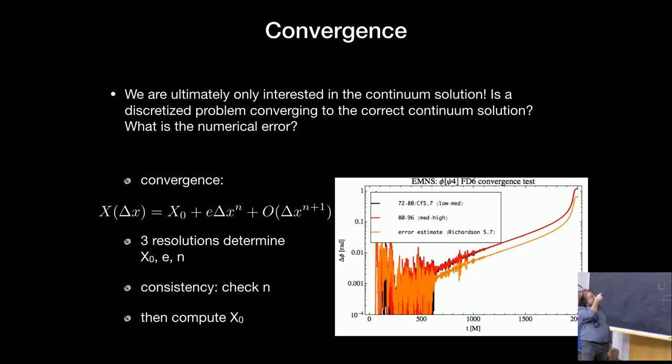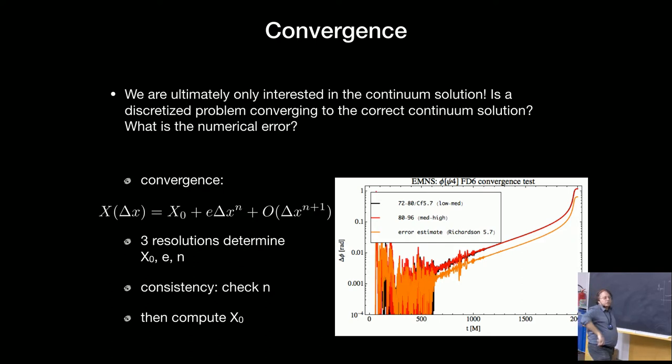Now you have unknowns x0, a, and n. So to determine them, you need three resolutions. What you usually do is you do your complicated numerics, maybe 3 months of calculations, to determine three answers to the problem, three x's. And now first you use them to check what's the value of n.